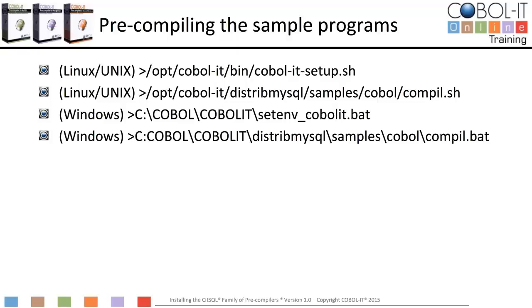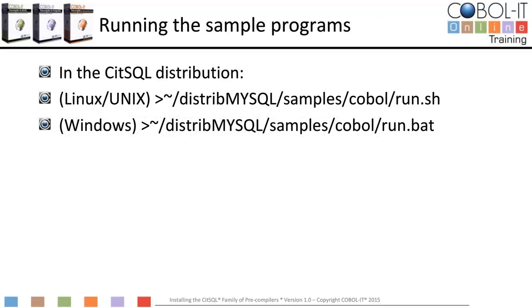Now, let's take a quick look at the scripts that are provided to run the compiled programs. Running the sample programs. Scripts are provided in the CitSQL distribution for running your sample programs. The script is called run.sh on Linux and Unix platforms. The script is called run.bat on Windows platforms. Let's proceed to our summary now.